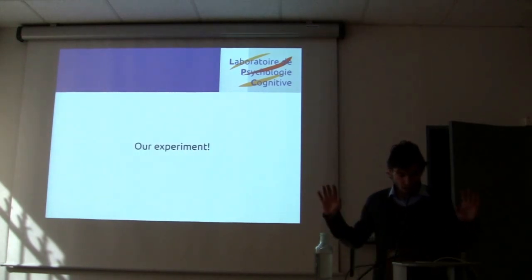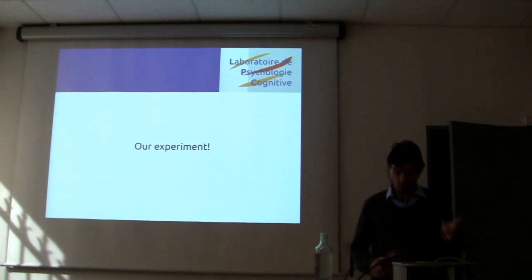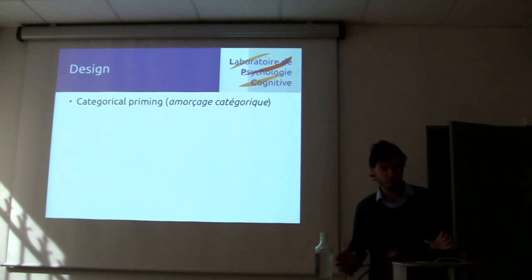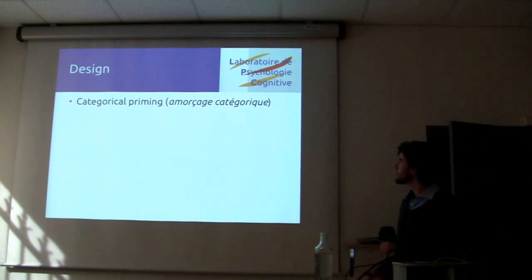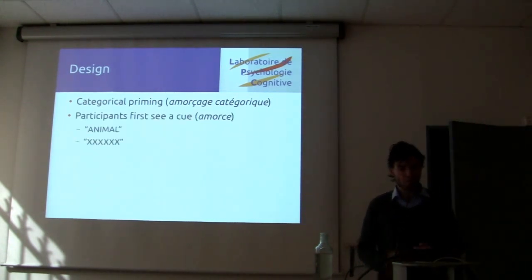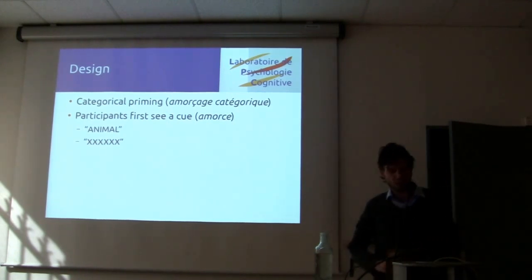Okay, before we do the actual tutorial, let's take a look at what experiment we're going to make. It's going to be a real experiment, but pretty simple. It's a categorical priming experiment, or in French, amorçage catégorique. I just put the French words so that we are all familiar with what the corresponding English and French terms are.